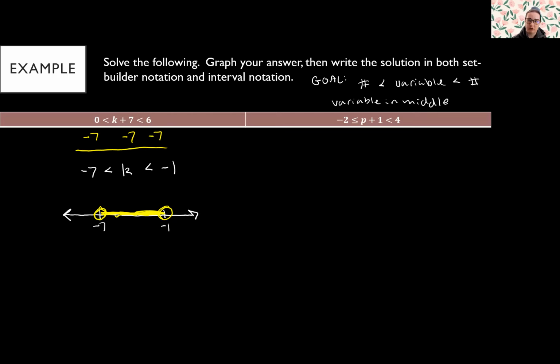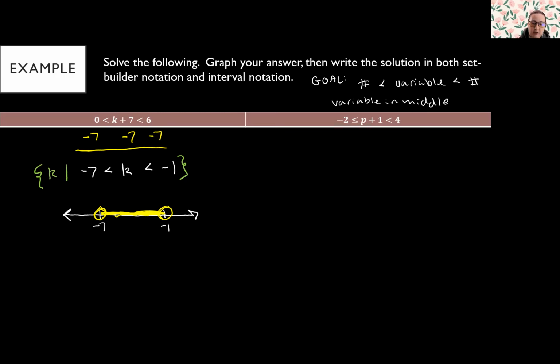The next step is to write the solution in both set builder notation and interval notation. So set builder notation is really easy. What you do is you take the inequality that you solved for, and we basically stick it into set notation. So we start with our curly brace, then we have our variable, then you have a vertical bar, and then your inequality that you solved for. And then you close it with a curly brace. So that's your set builder notation.